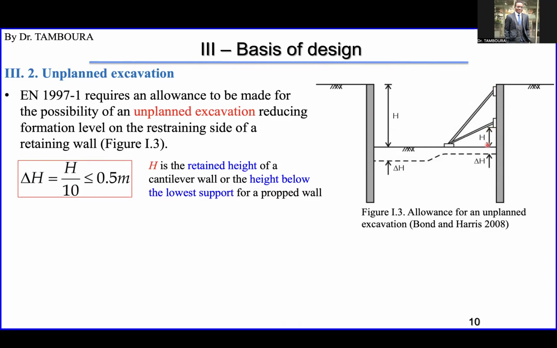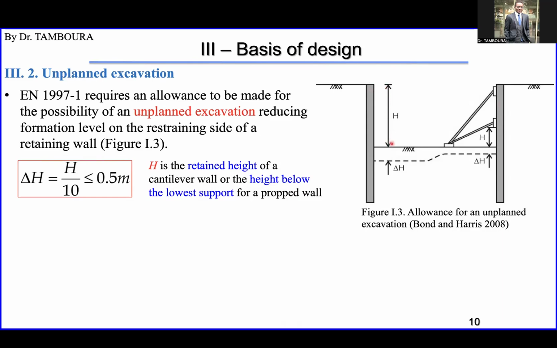So it means when you have support, then you don't need to consider the unplanned excavation too much. Okay, you don't need to worry about it too much. But if you don't have, you have to consider. So it means in the design, the actual height of the retained soil, or the actual H, is this one.